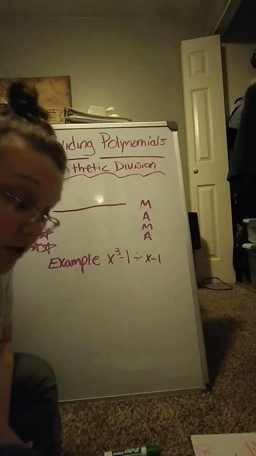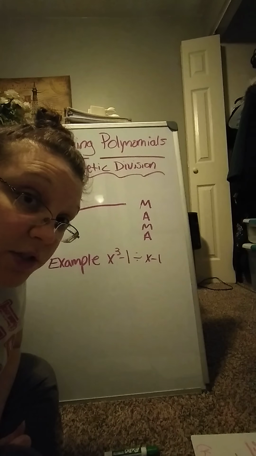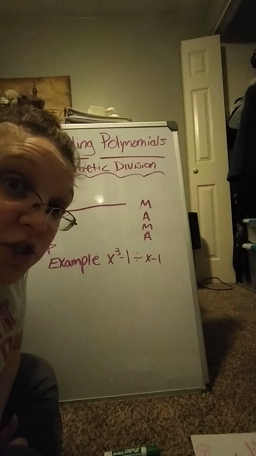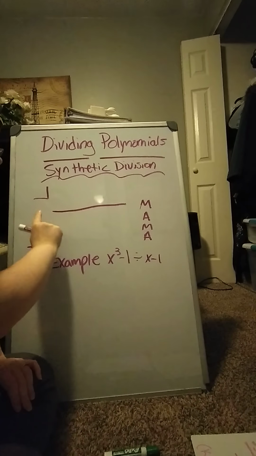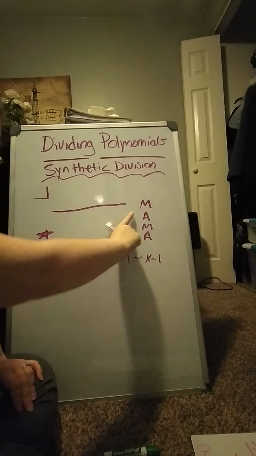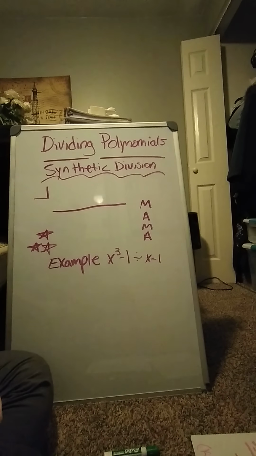So when you see synthetic division, it's going to be set up a little different than the long division problem. Instead of a long division bar, we're going to make this little box in the corner and then draw our line underneath. Okay? What goes in this box in the corner? It's going to be a number.